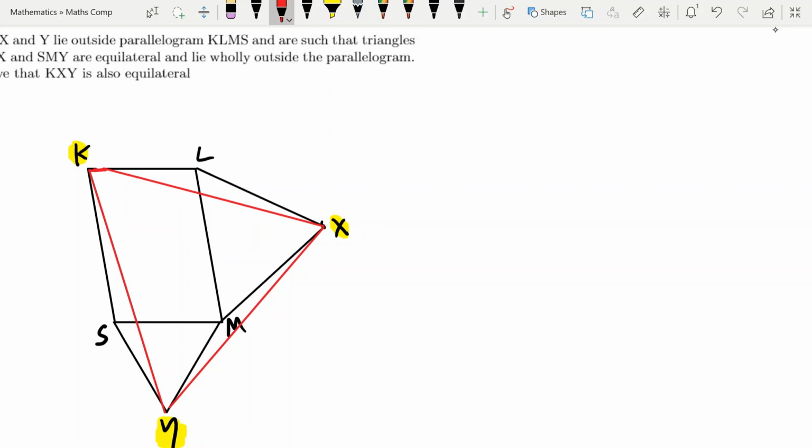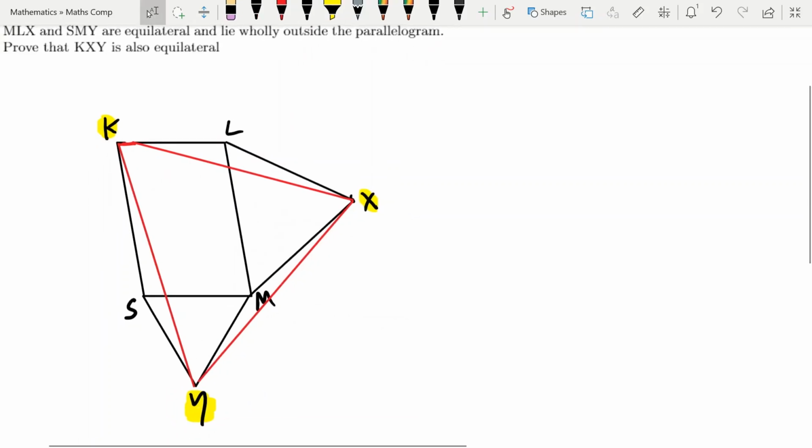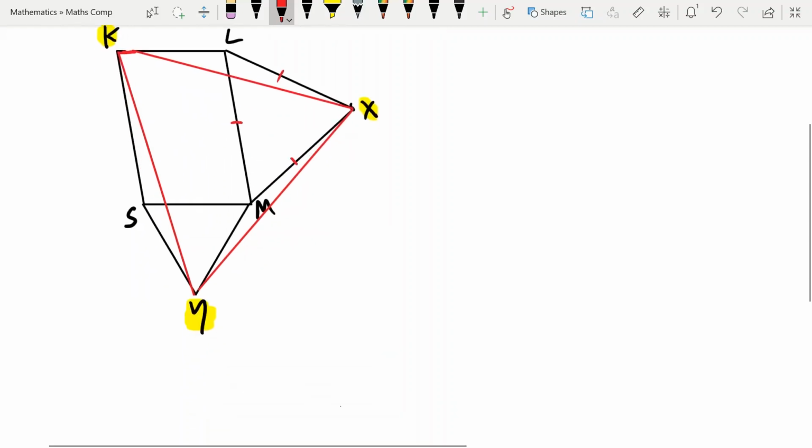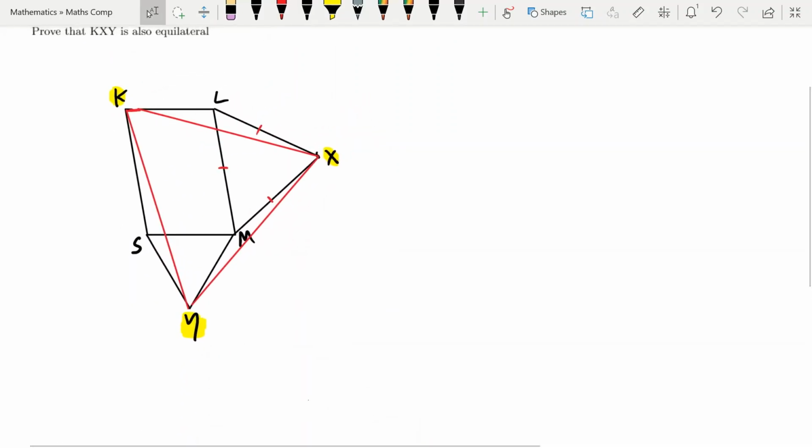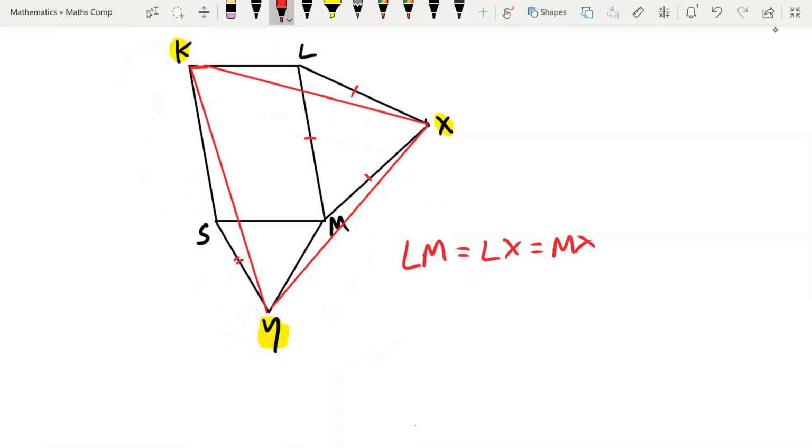There we go. So we've got the triangle as so, and the property of an equilateral triangle is that all sides are the same. So we can say this and this and this are the same side, and we can write this down: LM equals LX equals MX. And using that same logic, we can do it for this smaller equilateral triangle here.